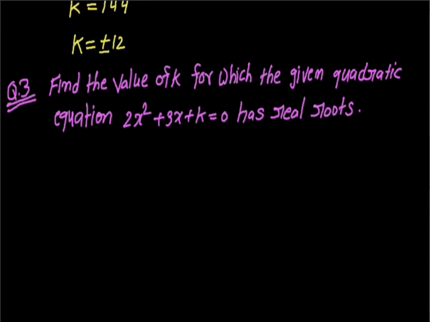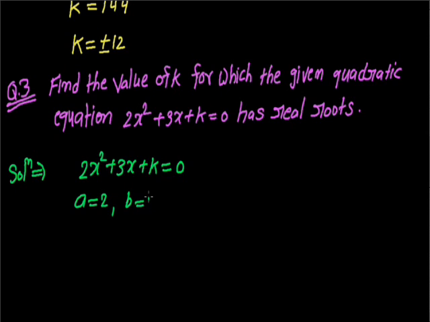Okay, now let us come to the solution of this question. How will we solve it? The given quadratic equation is 2x² + 3x + k = 0. Comparing it with the standard quadratic equation, the coefficient of x², a, is equal to 2, the coefficient of x, b, is equal to 3, and c, the constant term, is equal to k.